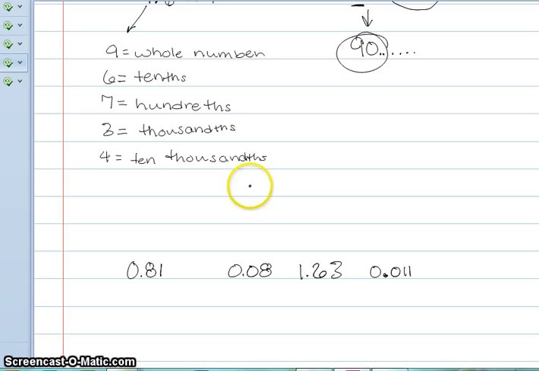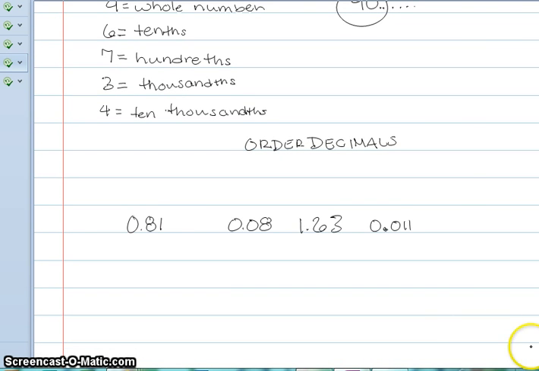Next, I'm going to teach you how to order decimals. Ordering decimals is much easier than rounding them. It's placing the decimals in order from least amount to greatest. So here I have an example of 4 numbers. 0.81, 0.008, 1.63, and 0.011. Now first we need to figure out the place value of each number.